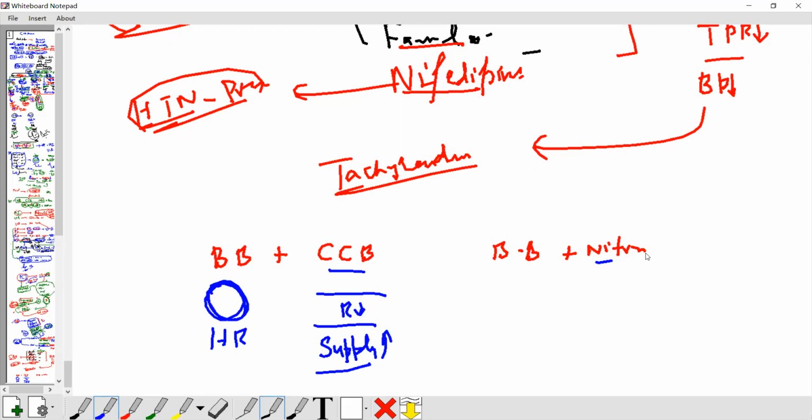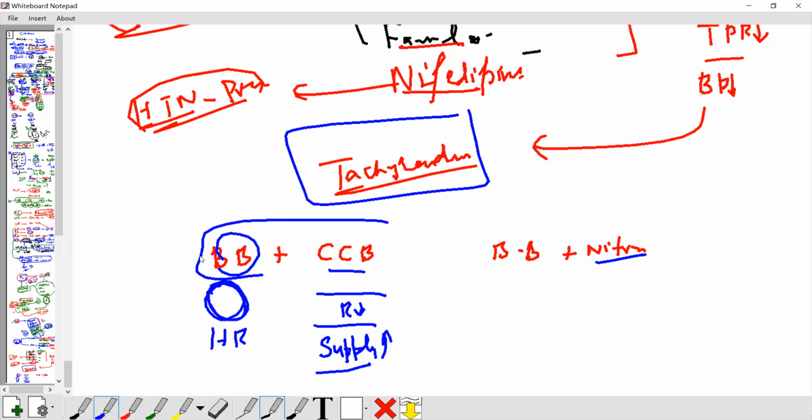calcium blocker and nitrate. Nitrate is also a dilator, okay? So beta blocker we can't use alone in ischemic heart disease; a vasodilator alone, what happens? Reflex tachycardia. Tachycardia is not good for angina or MI. We must block this tachycardia, so we can't use a dilator alone, okay?